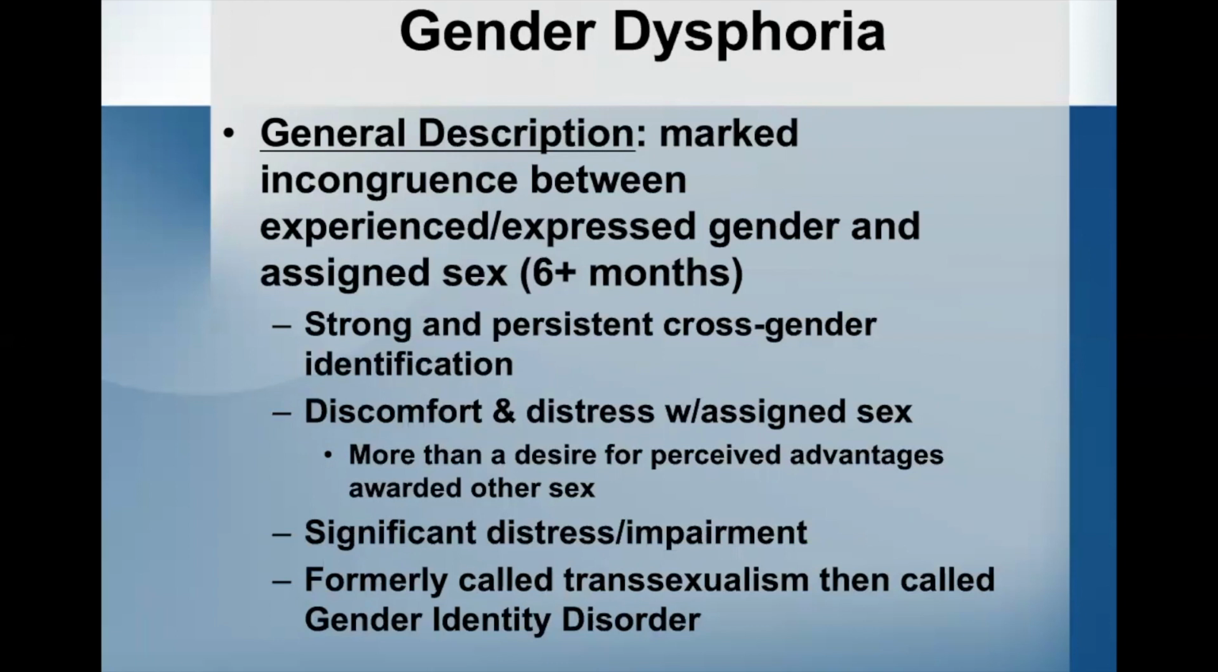This is a deep-seated feeling that their body is incorrectly identifying them as male or female, and that they truly identify as a different gender. There is discomfort with their assigned sex, distress with their assigned natal gender or sex, and significant distress or impairment as a result. For example, there may be an adolescent male being teased about effeminate behavior. Someone might experience social isolation. These would all count as distress or impairment.